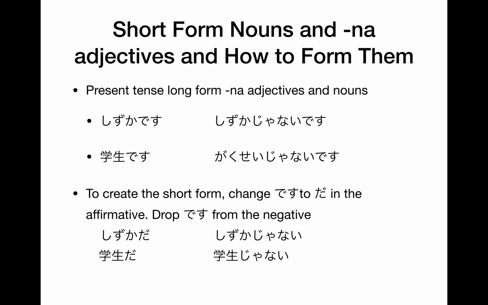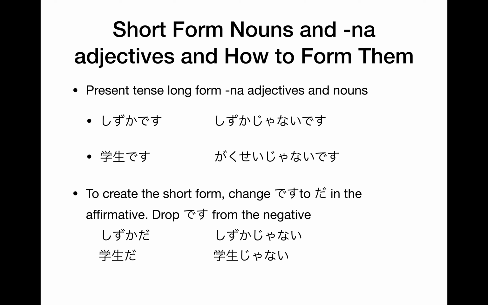Our last category of short forms are na-adjectives and nouns. Remember, they generally function the same when it comes to conjugations. So again, we have some examples of present tense, long form, na-adjectives and nouns. Remember, when the na-adjectives come at the end of the sentence, you don't include the na. So just shizuka desu or shizuka janai desu, affirmative and negative. An example with nouns, gakusei desu or gakusei janai desu.